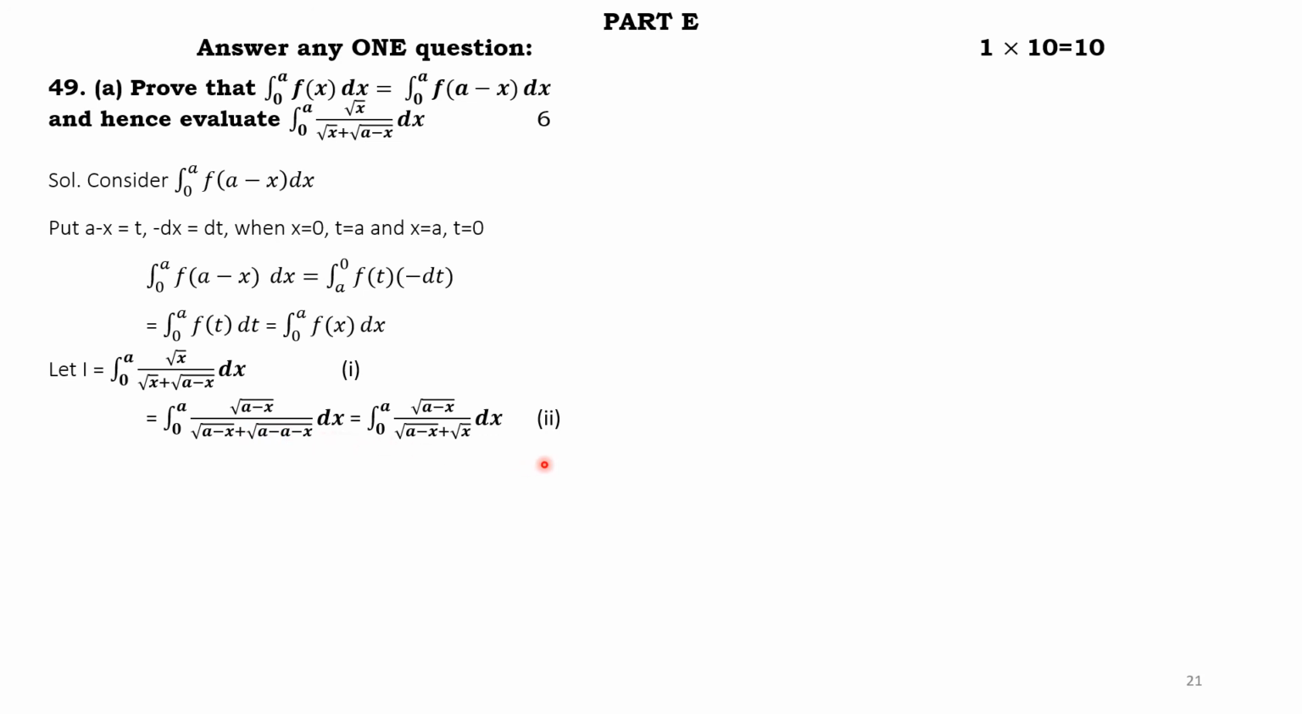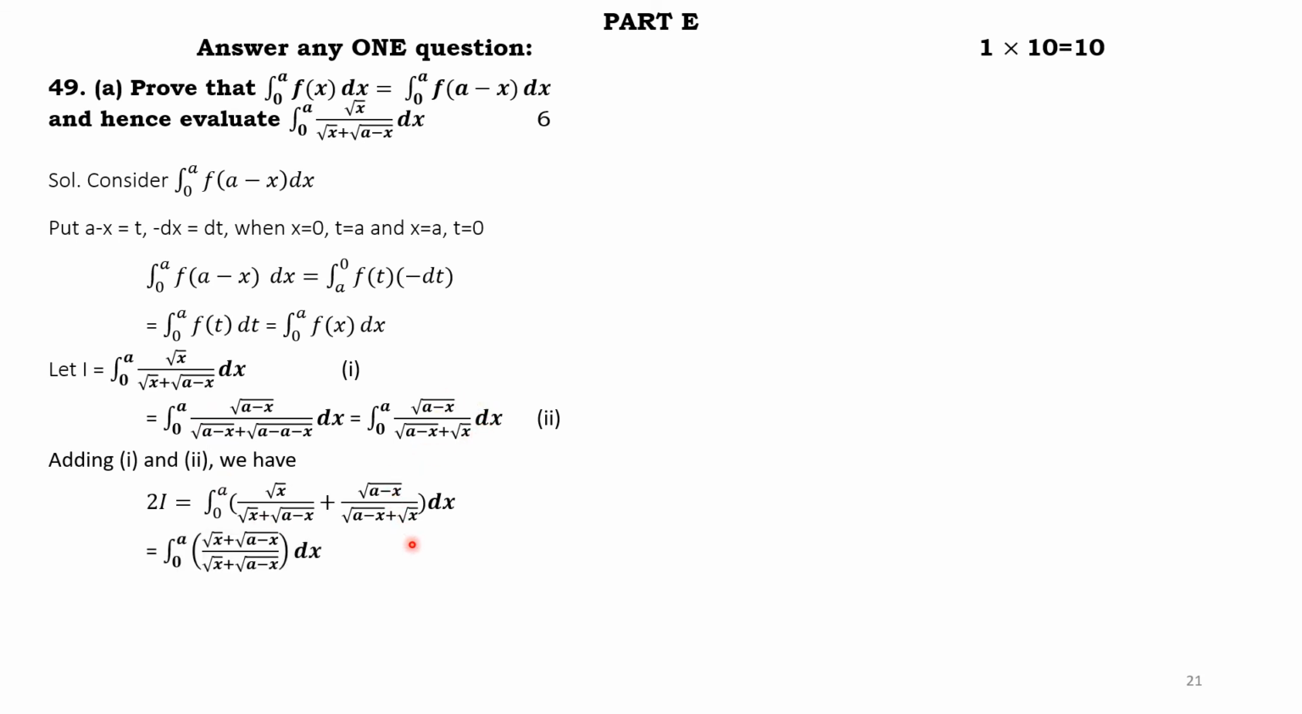That is equation 2. Therefore, adding 1 and 2, we have I plus I, that is 2I, is equal to integral 0 to a. This is equation 1 here and equation 2 here. So we have put it. Therefore, it becomes the numerator square root of x plus square root of a minus x divided by square root of x plus square root of a minus x, which is common in the denominator. That is, we are taking the LCM.